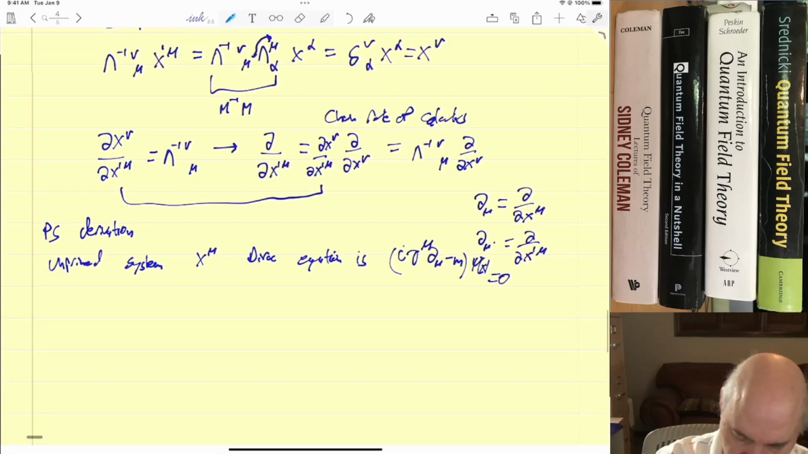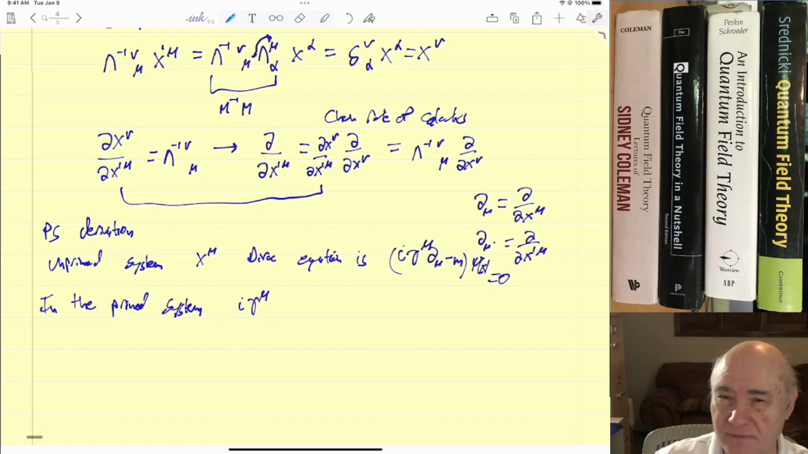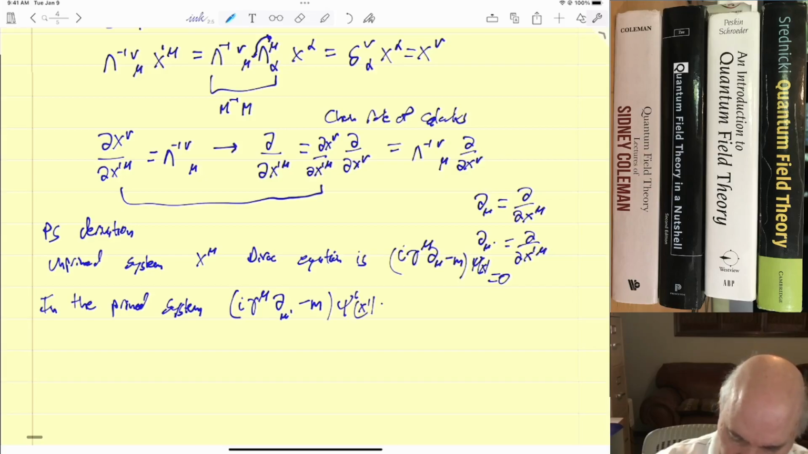Okay. In the prime system, we want to make sure that the Dirac equation holds in the prime system. The equation becomes i gamma mu. When we make a space-time transformation, we don't transform spinor matrices. That's the key thing to understand. Partial with respect to x prime mu minus m, mass is a scalar invariant, or at least that's how we're starting with our theory. Psi prime x prime equals 0. We want to see if this implies this. That's what we have to show.